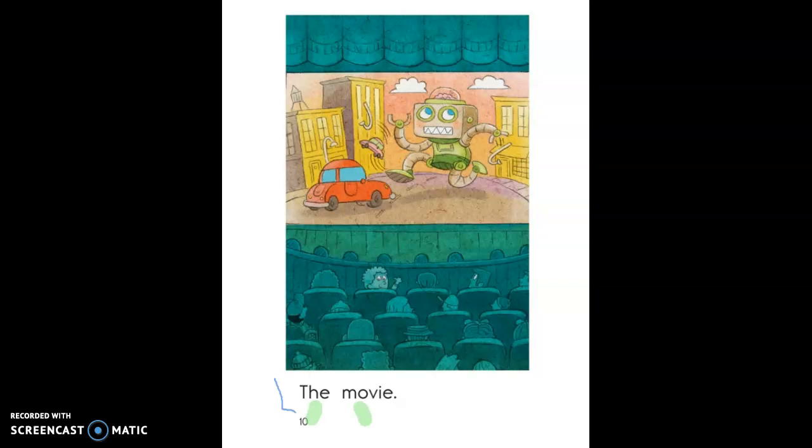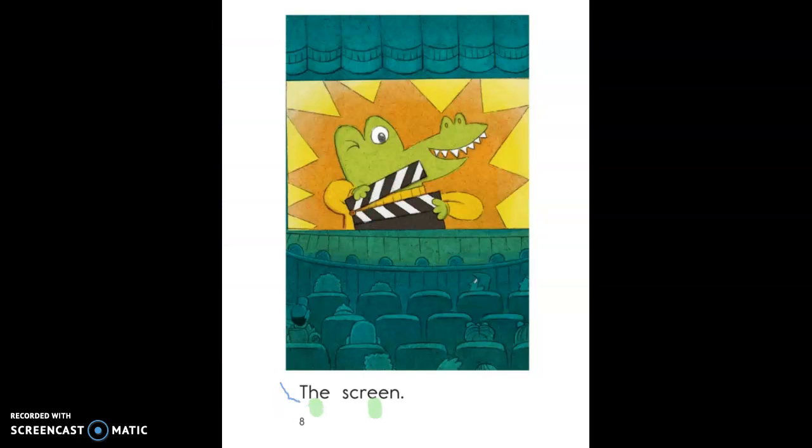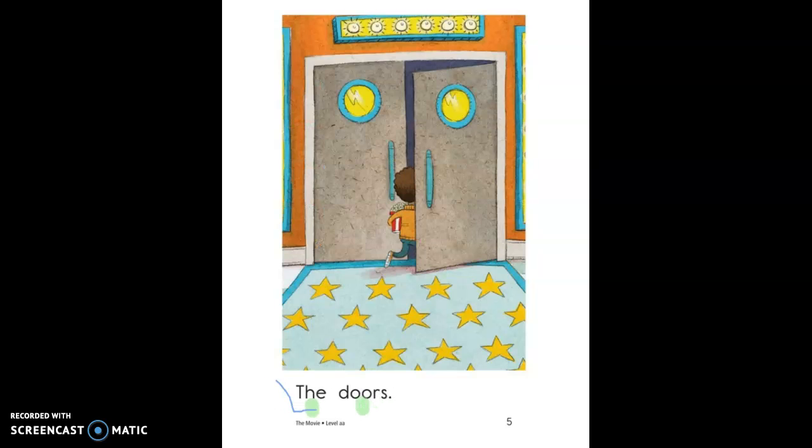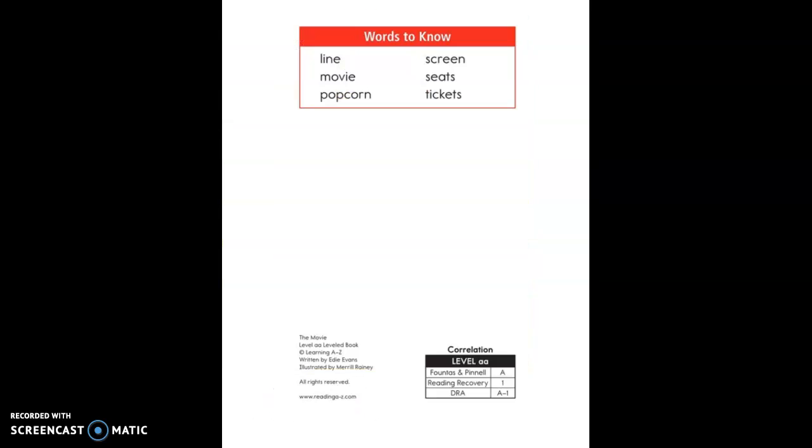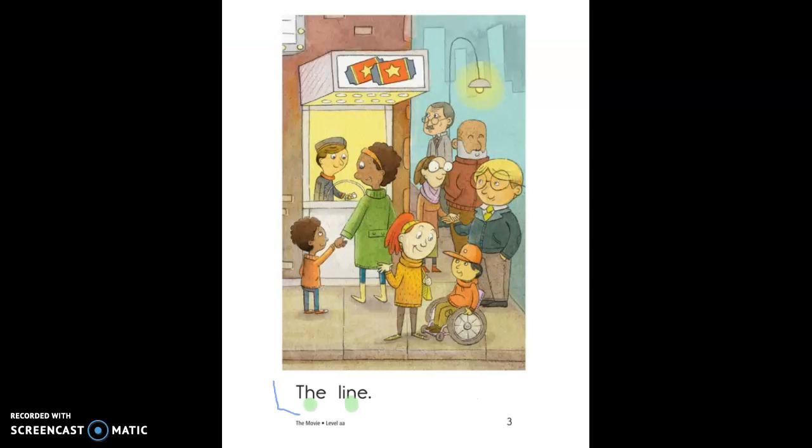Great job. Who can remember what was the first thing that we read about? I'm going to go back to the first page we read, which was page 3. What was the first thing we read about? Great job, scholars. We first read about the line. This was the first thing we read about because it was on the first page, the line.